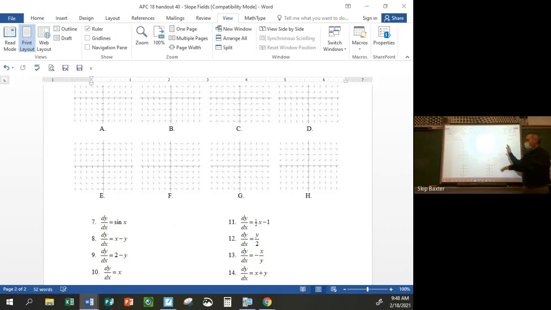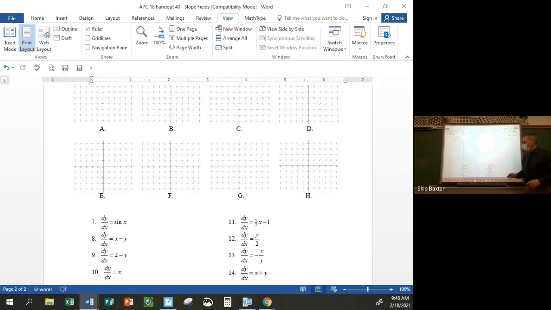So this is one type of question, a matching question. This is something you're likely to see on the AP exam as well. I've seen different things. I've seen questions where they give you a differential equation and they ask which of the slope fields could be the slope field for this differential equation. And then I've seen ones where they give you a slope field and they ask which of these differential equations could yield this slope field. Same strategy either way, right?